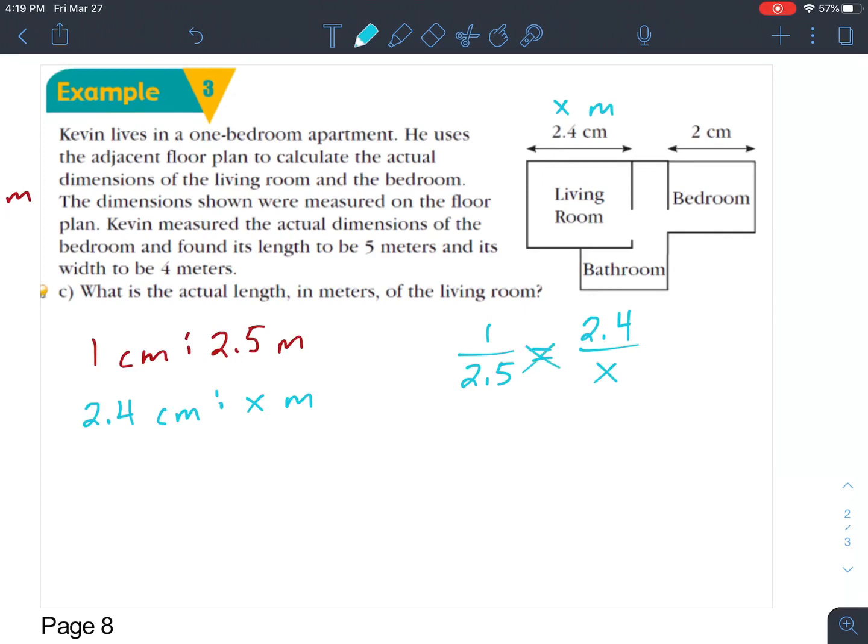So x times 1 is x, and 2.4 times 2.5, trying to do this one in my head to make up for the one before. Let's see, we're going to get 4.8 and then half of 2.4. This should be 6. We should get 6 meters. I will double check this one. And yeah, it does end up being 6.